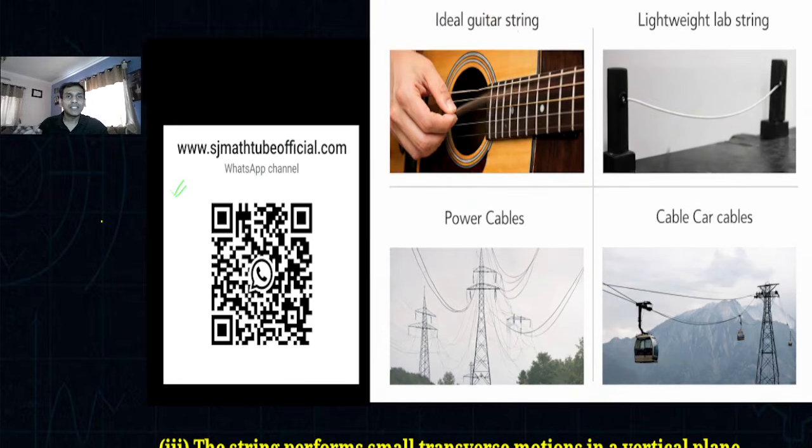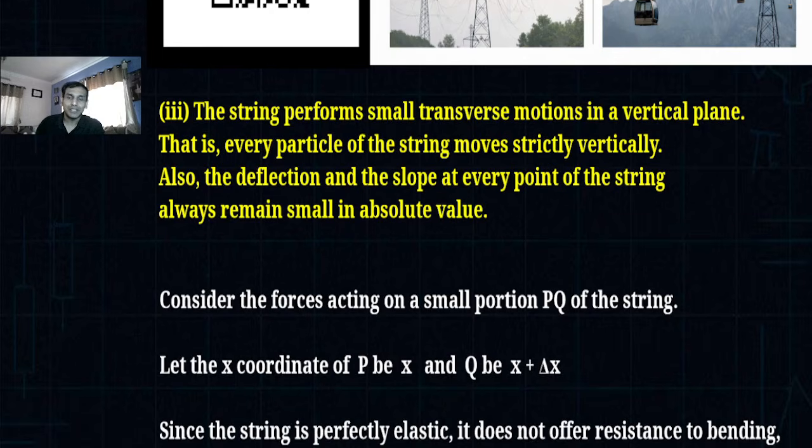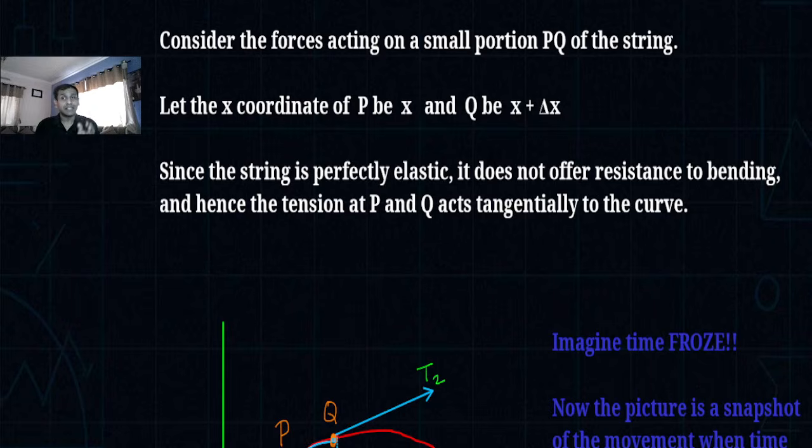Anyway, the physical assumptions are really good and it will work in an ideal guitar string, in a lightweight lab string, but it is not going to work in practical scenarios like power cables and cable cars, where these equations are widely used to create safety, etc. Anyway, so there are three assumptions. Now, the last part is the derivation. So, how do we deal with this? First, the description. And in the description, we talk about the fixed ends, the distortion, and what we need. And in the second part, we talk about the three assumptions, which you can make a note of later.